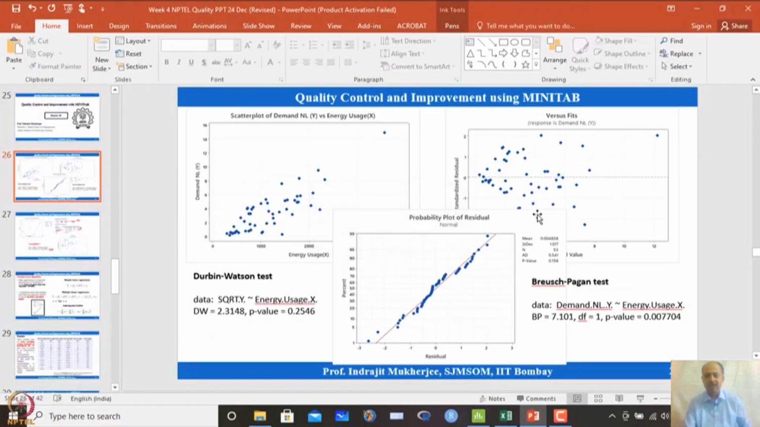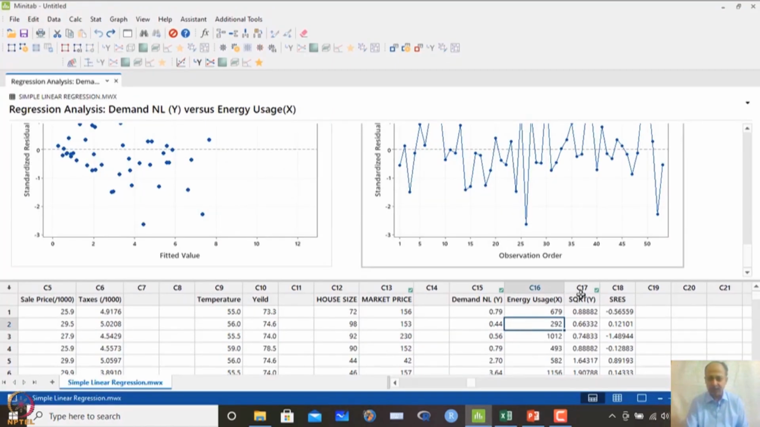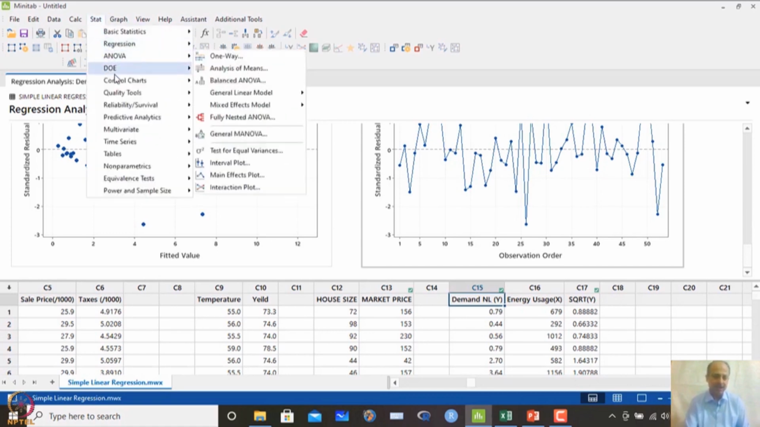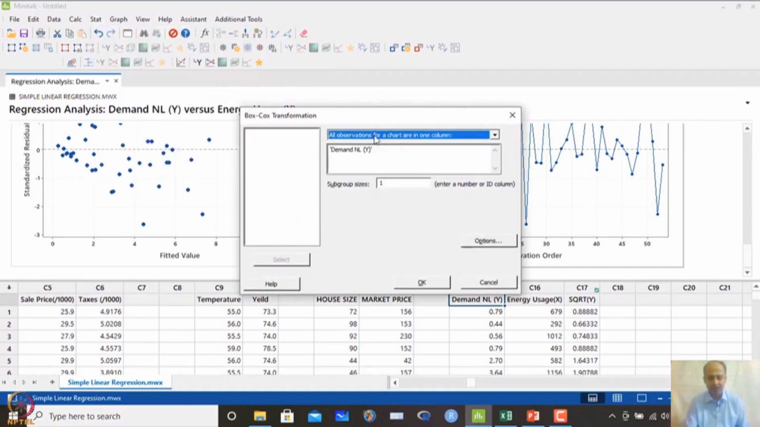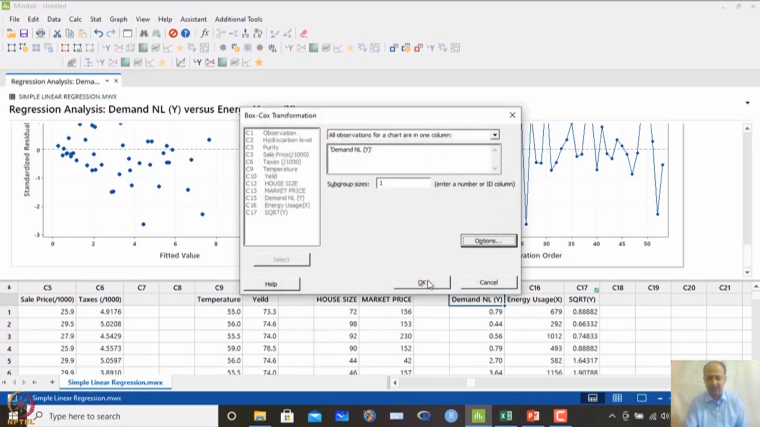What we can do is go for a transformation, using the Box-Cox transformation, where we convert the y variable so that the residuals will not have a model adequacy problem. We have gone for the first option, the Box-Cox transformation. How do you do the Box-Cox transformation? Of which variable? Demand here. The subgroup size is this, and we want to save the optimal or rounded value. Let us first see, then we will save.